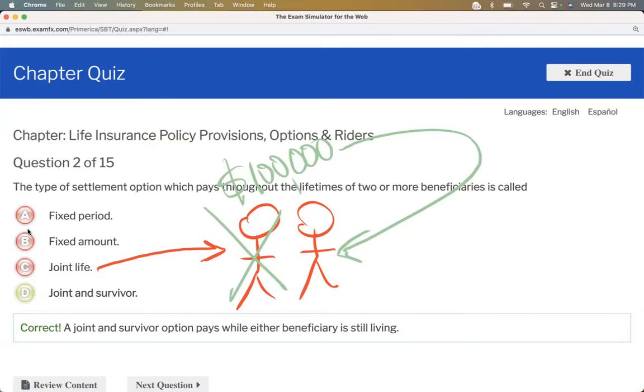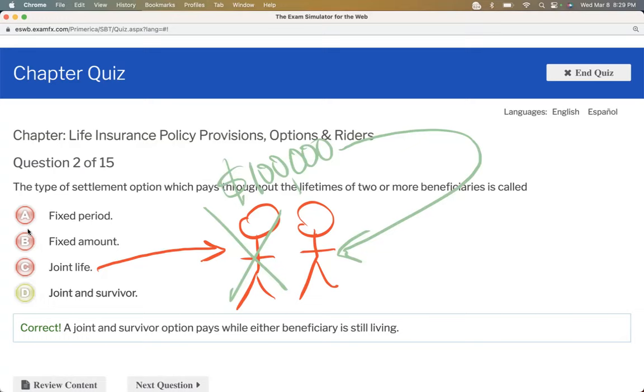Okay, like an annuity settlement option, or what is a settlement option? It's how do you want your money? That's a settlement option. It's the insurance company saying, hey, how do you want your money, Mr. Client or Mrs. Client? So a settlement option provides income for two people, but when the first one dies on joint life, the income stops. The benefit stops.